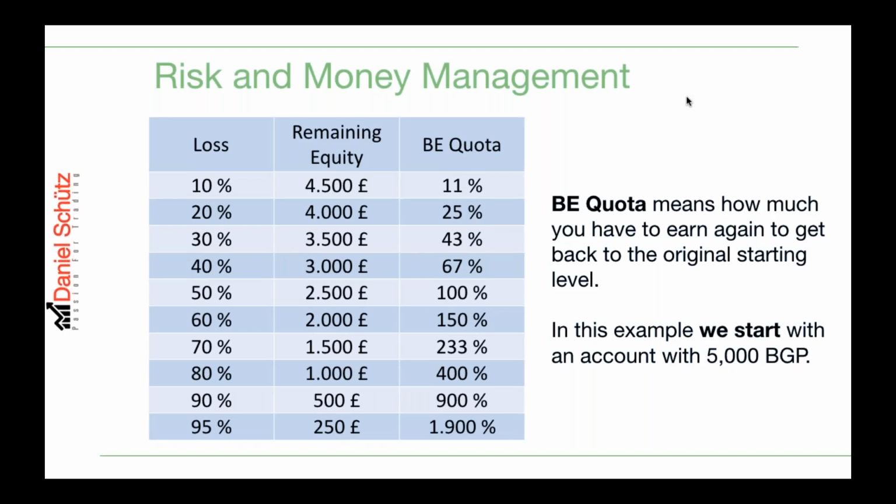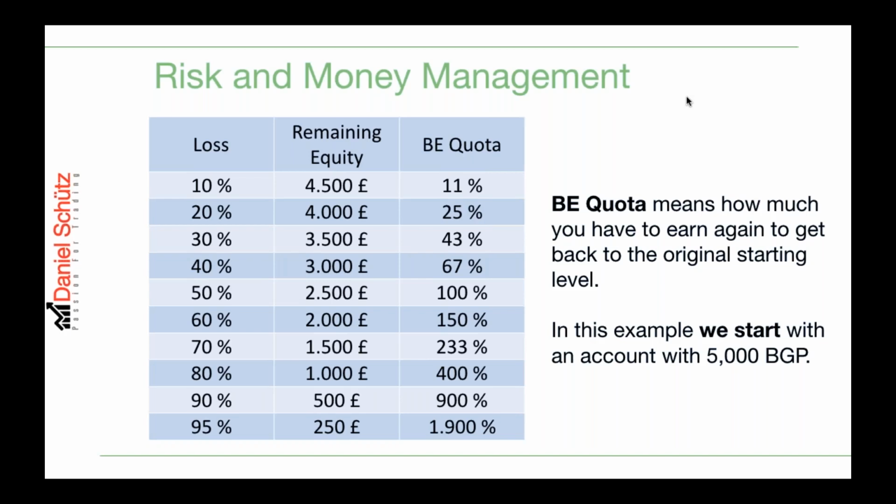The break even quota means how much you have to earn again to get back to the original starting level. I call it the break even quota. So if you make a loss, for example, of 20%, and your starting account was £5,000, and you lose 20%, that's £1,000. Then you have to gain 25% to reach the level where you started. So you have to gain 25% only to get break even.